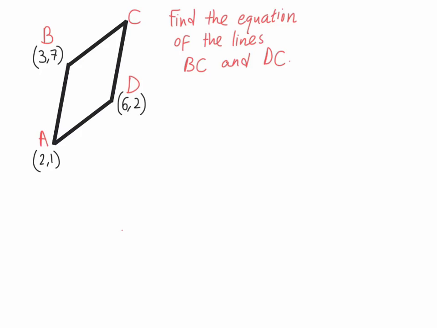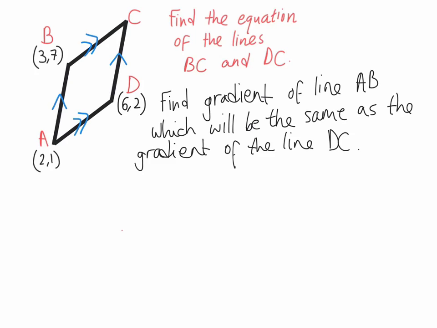which means that this line and this line are parallel, and also this line and this line are parallel. And if the lines are parallel, it means they have the same gradient. So we can find the gradients of the lines BC and DC by looking at the gradients of the lines AD and AB. So first we find the gradient of the line AB, which will be the same as the gradient of the line DC. So the gradient of AB is just a simple rise over run type thing.